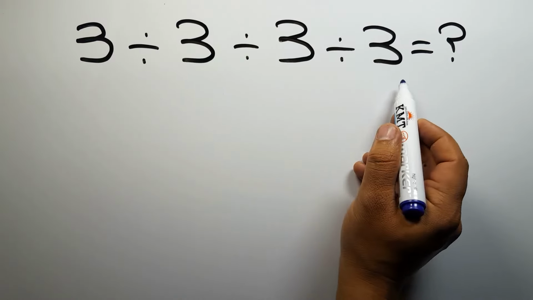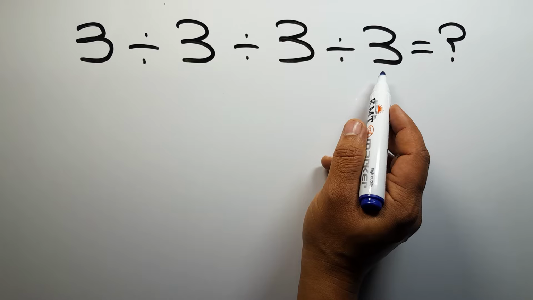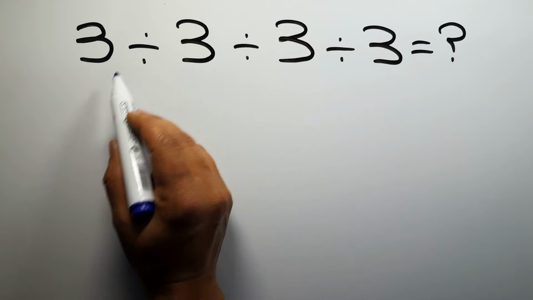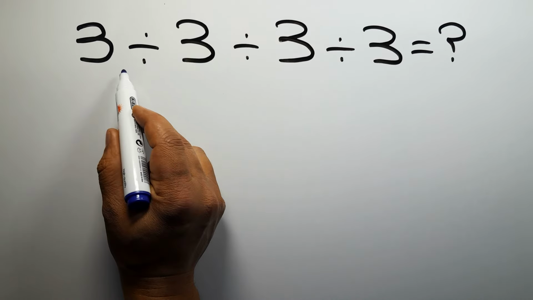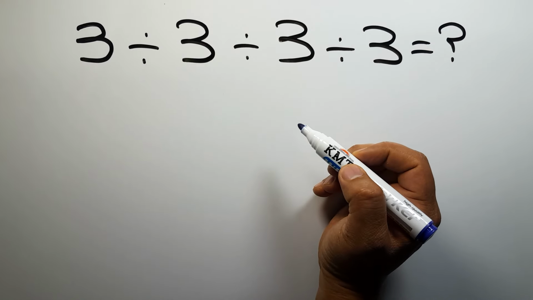In this expression, we have 3 divisions, and when we have more than one division in an expression, we have to work from left to right. So first we have to do this division, then this division, and finally this division.